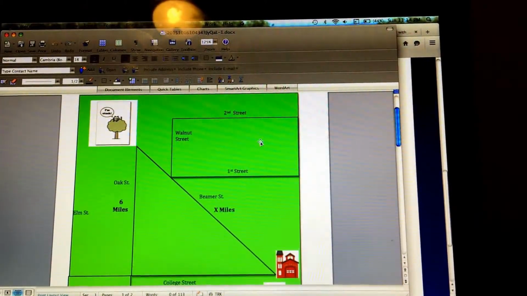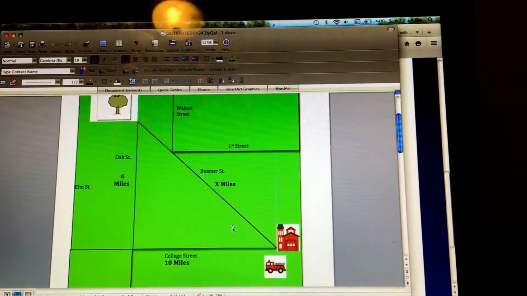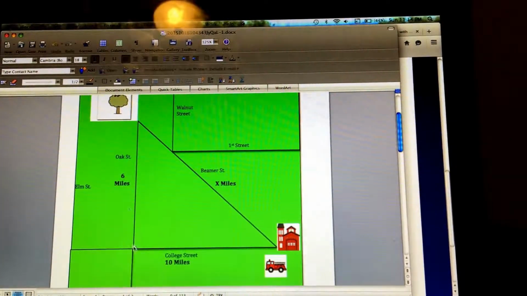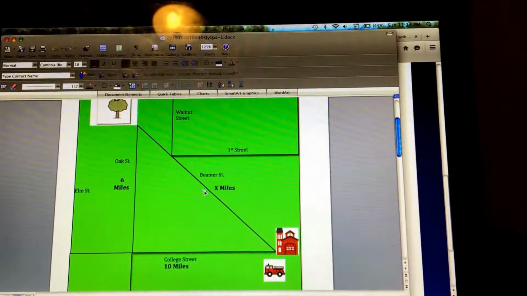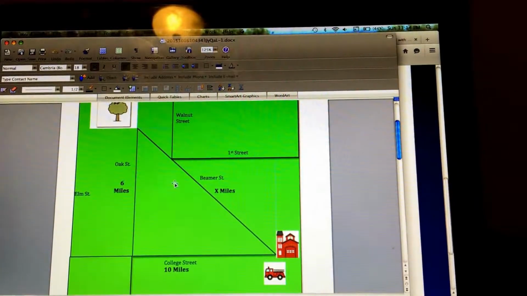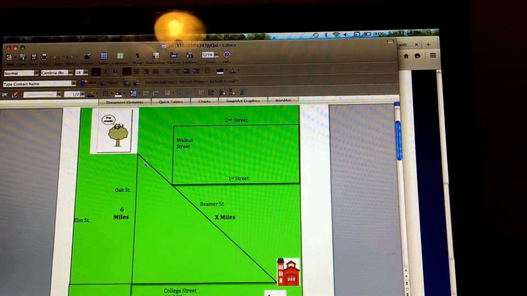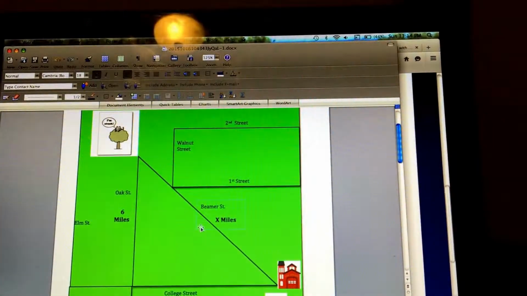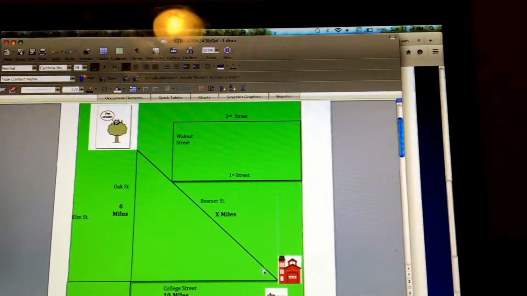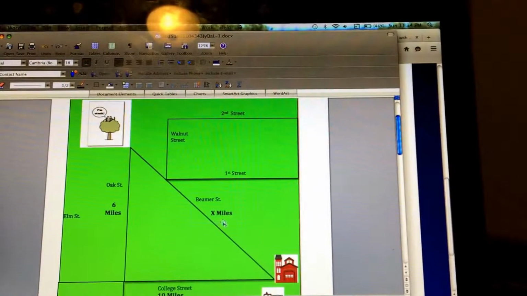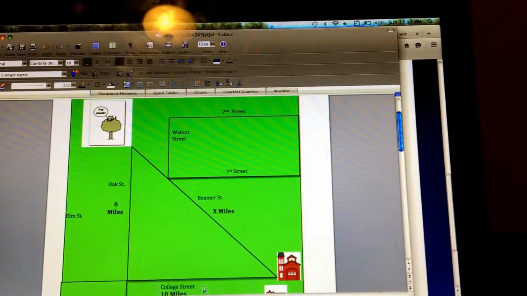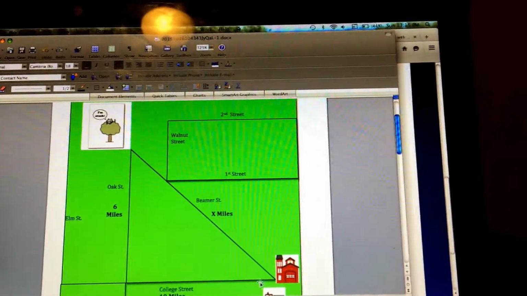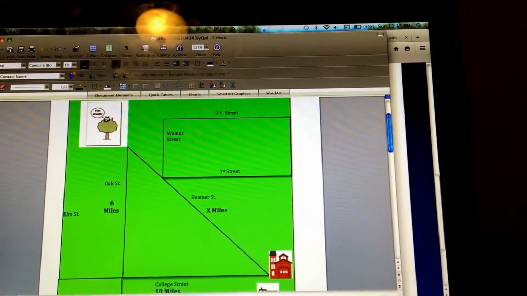There's a city map. You have College Street, which is 10 miles, and Oak Street, which is 6 miles. Now, Beamer is right between Mr. Whiskers and the fire station. So your job here is to find what that distance is and determine what's faster, if you go through College and turn right on Oak, or if you go directly across Beamer.